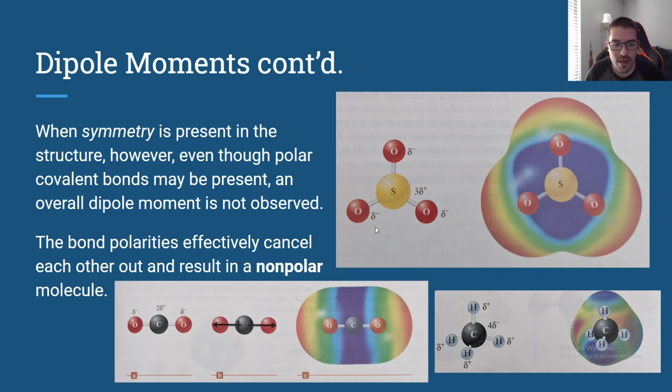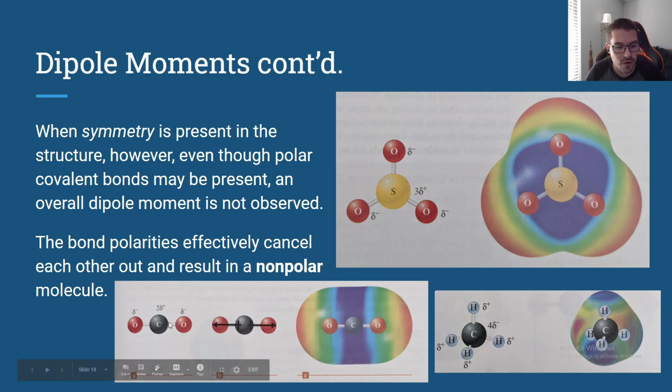If you have a situation where the molecular geometry doesn't have asymmetry, okay, if symmetry is completely present, like if everything is symmetrical, then even if you have polar covalent bonds, you're not going to observe an overall dipole moment. What effectively happens is that the bond polarities kind of cancel each other out, and you end up with a non-polar molecule. Okay, so these are some good examples of this.